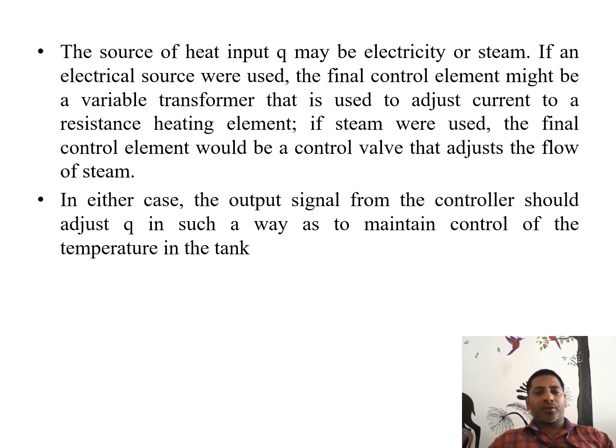If an electrical source were used, the final control element might be a variable transformer that is used to adjust the current to a resistance heating element. If steam were used, the final control element could be a control valve that adjusts the flow of steam. In either case, the output signal from the controller should adjust the heat Q, from the steam or from the electricity, in such a way as to maintain control of the temperature in the tank.